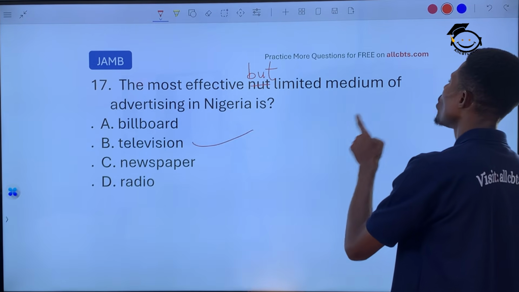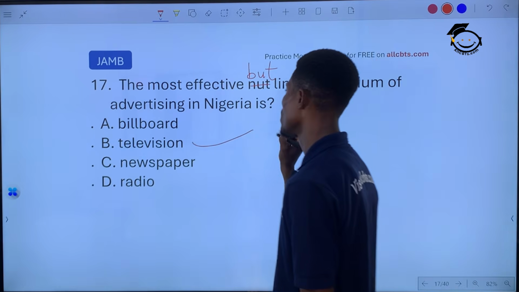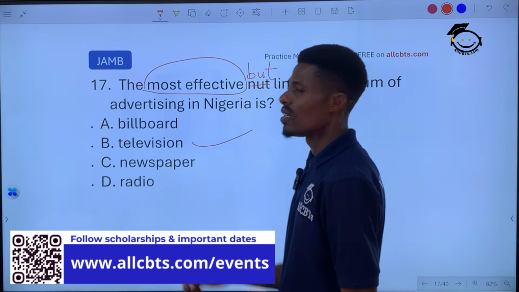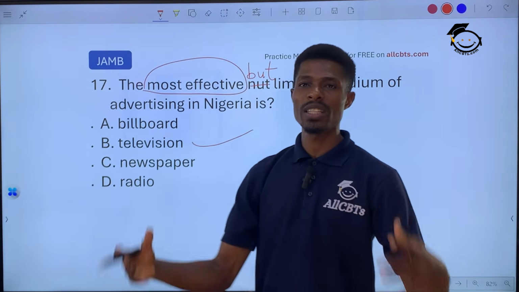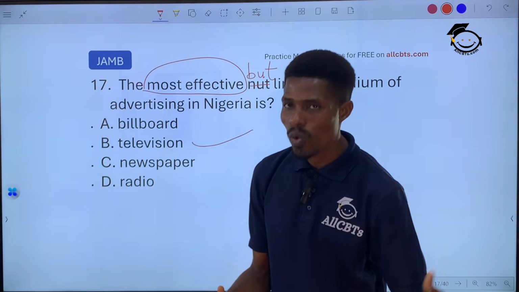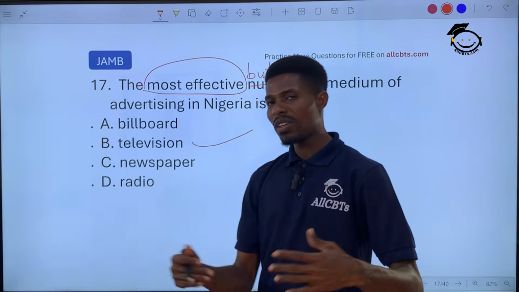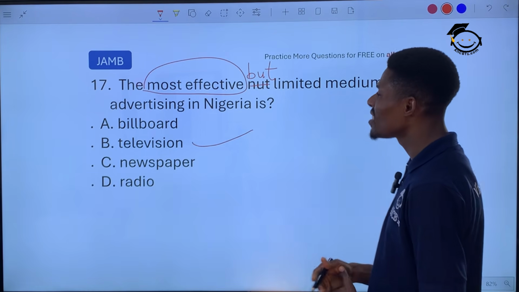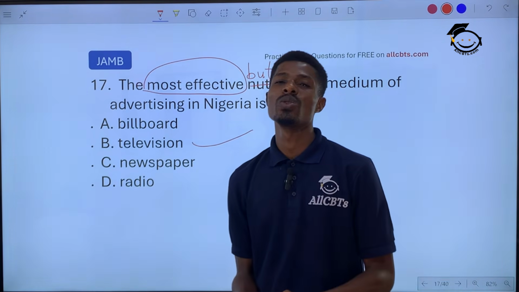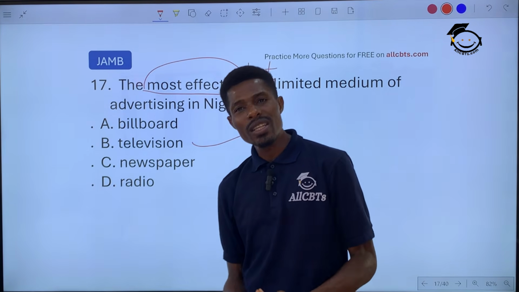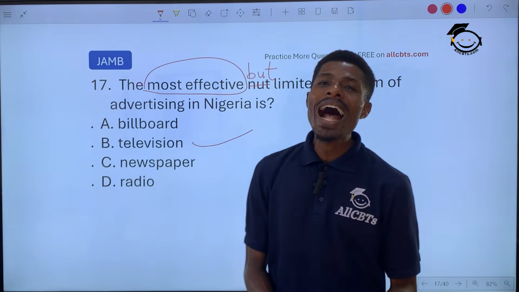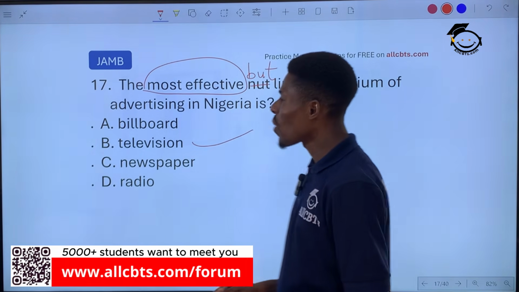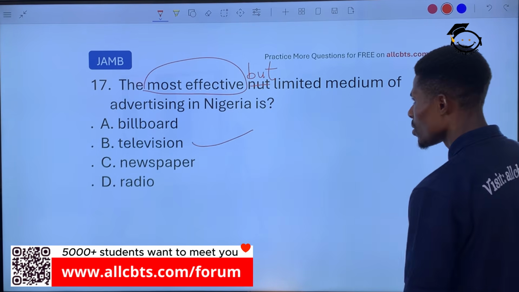Television. The most effective but limited medium of advertising in Nigeria is television. Now, the word most effective here means because you can see what you want to buy or what is being advertised. You can hear what is being advertised. That's why it is most effective, but it is limited. Why is it limited? Because of high cost of purchasing television, and also high cost of taking it into rural areas. That is why it is limited. So our correct answer is television.